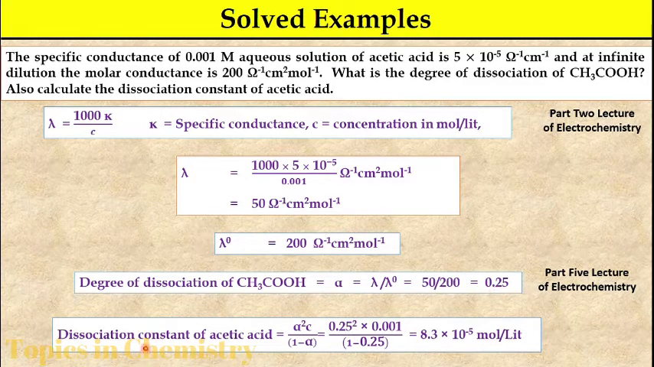Next you have to calculate what is the value of dissociation constant. Okay, so dissociation constant denoted by K alpha, that is equal to alpha square C by 1 minus alpha. So here alpha is equal to 0.25 into 0.001, concentration of the solution, divided by 1 minus 0.25. Here it is worth mentioning, if alpha is very less than 1, then you can use simply K alpha is equal to alpha square C. But here you can see alpha value is 0.25, so use that formula.